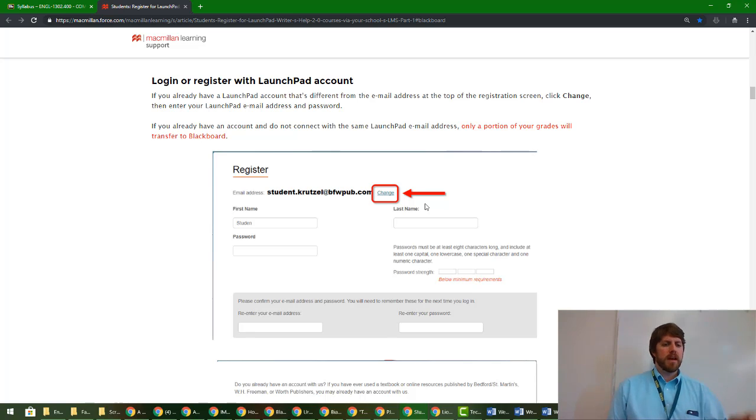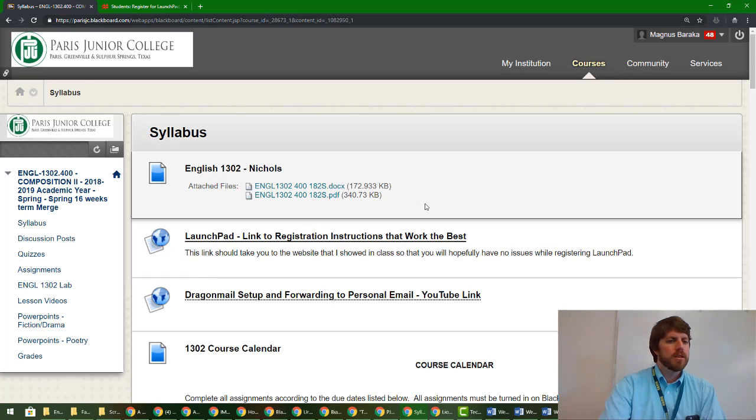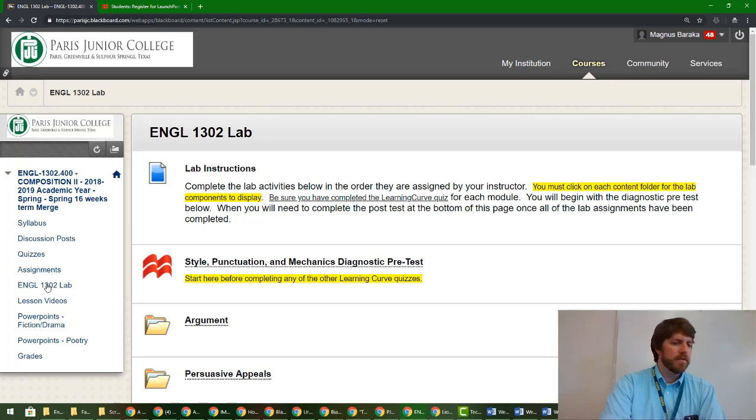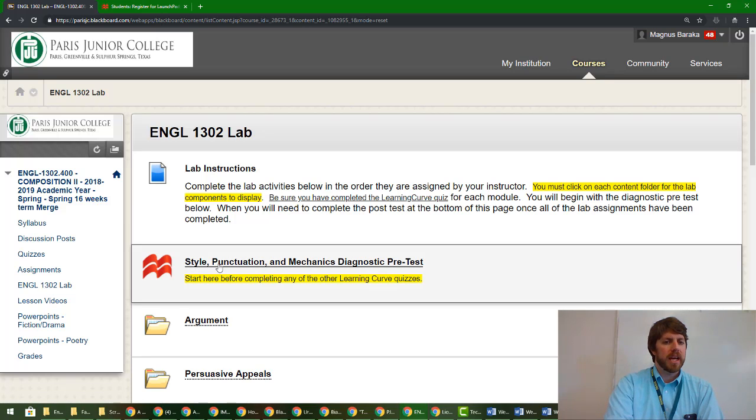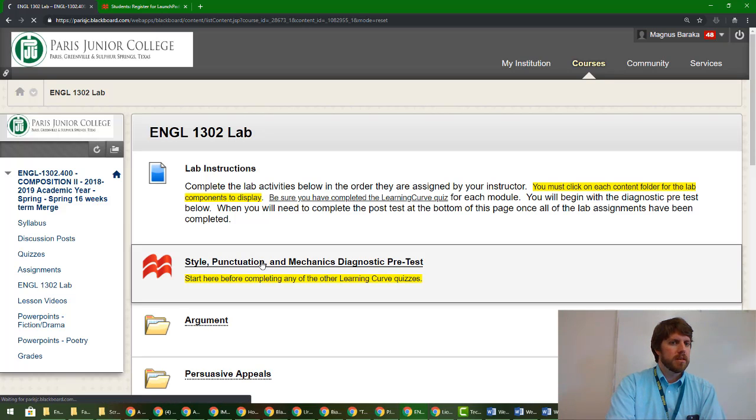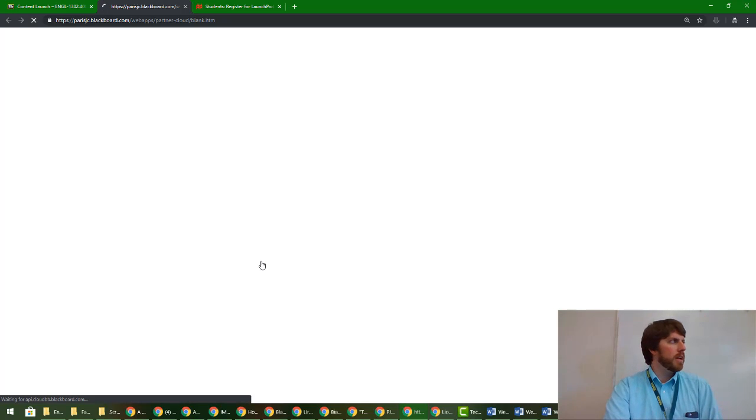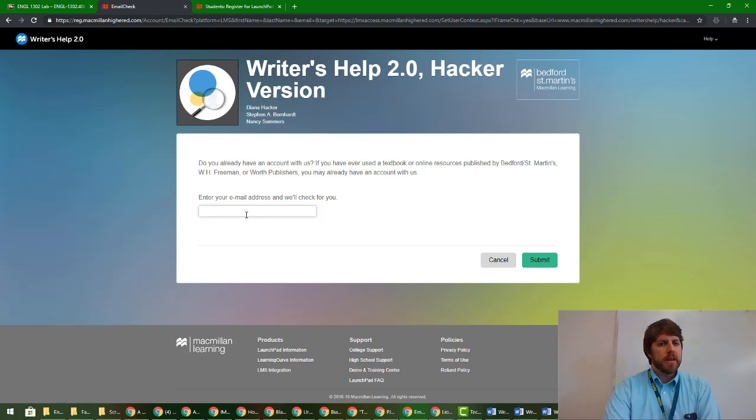But if you follow this method and click out from an assignment, so if you go over hitting List 1302 Lab, and the very first way you sign up is you click this pretest, it will take you out to Launchpad. It'll ask you for your email address. You enter your email address, and they'll check and see if you already have an account from a prior semester. If you do, it'll set you up, and you'll just connect it that way.